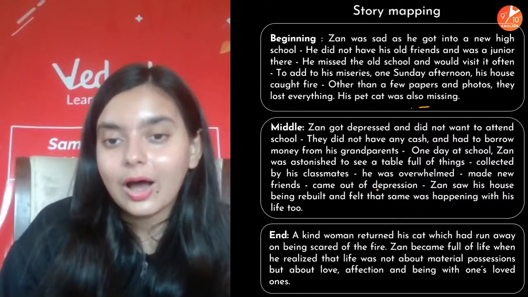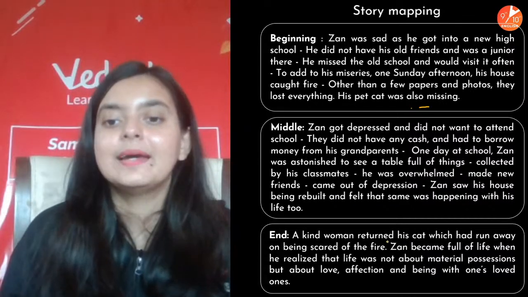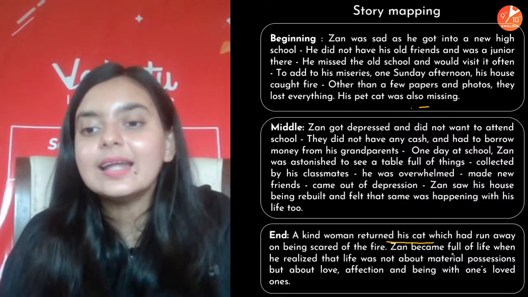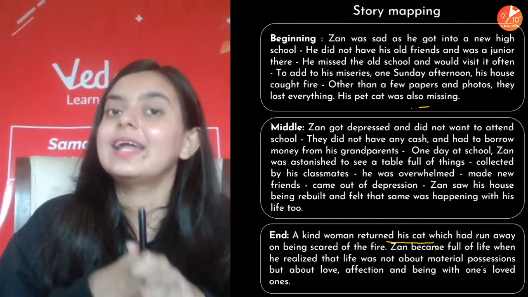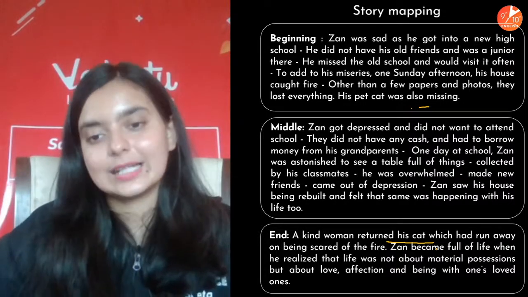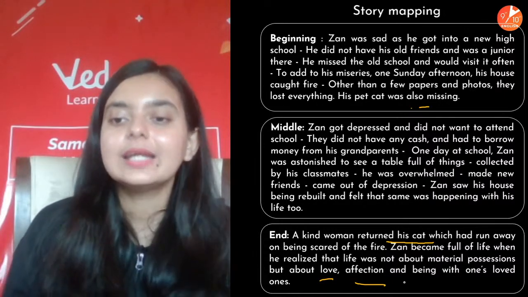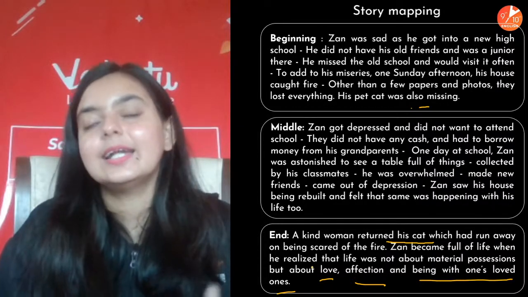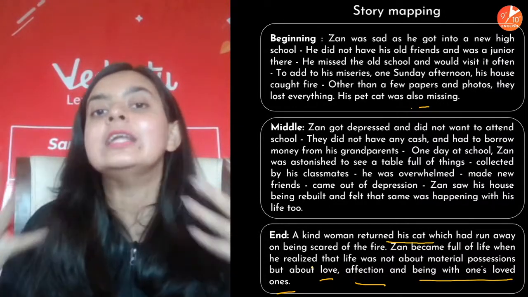And apart from that, a kind woman also returned his cat which had run away. So Zan now was filled with life, and he realized that life was not about materialistic possessions, but it was all about love, affection, and being with the loved ones. So the fire accident definitely was a tragedy, but it also gave him something new.